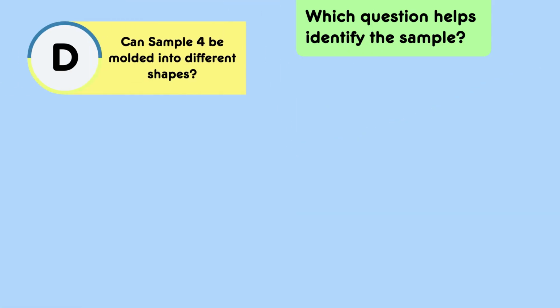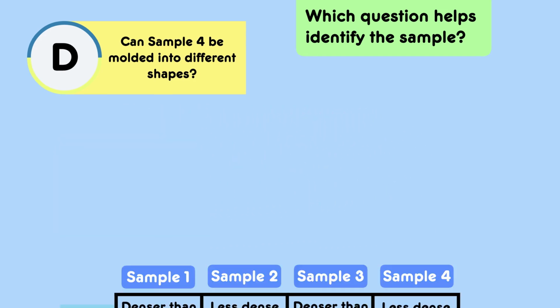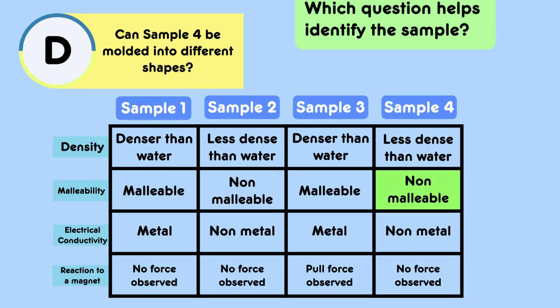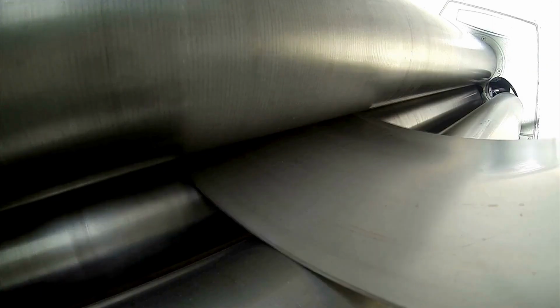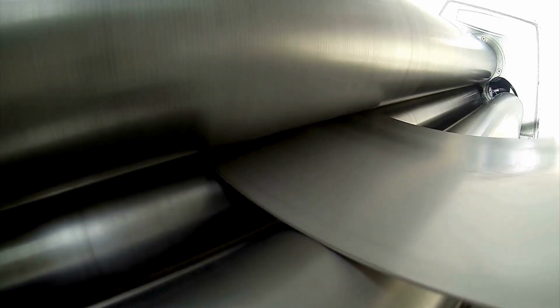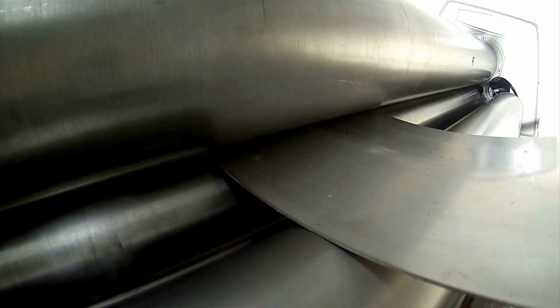Answer choice D. Can sample 4 be molded into different shapes? Let's begin by investigating. Let's assess the information on malleability provided for sample 4 in the table. Now let's analyze. Consider how the ability to mold a material into different shapes could influence its practical applications.